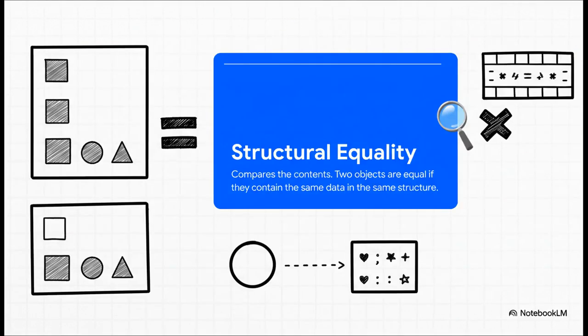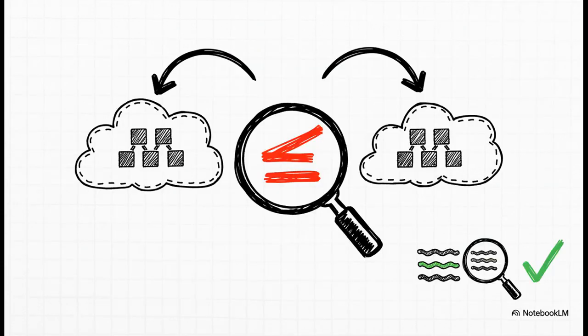And then there's structural equality. Now, this is what we humans usually mean when we say two things are equal. It doesn't care about memory addresses at all. It just looks inside the objects and asks, hey, do you two contain the same stuff in the same order? Two separate shopping lists are structurally equal if they both say milk, bread, eggs. Simple as that.